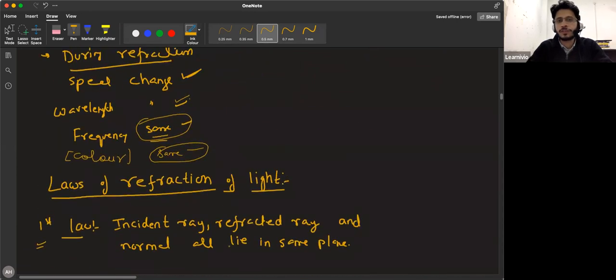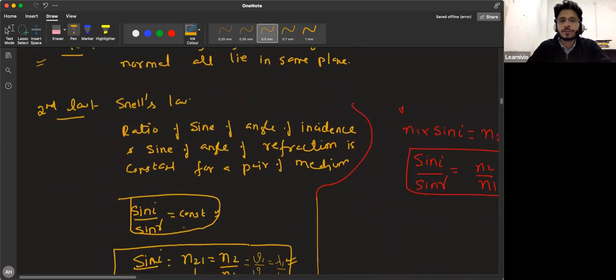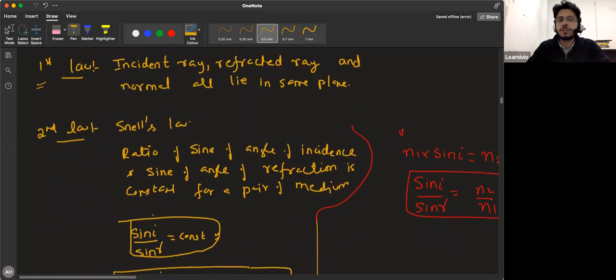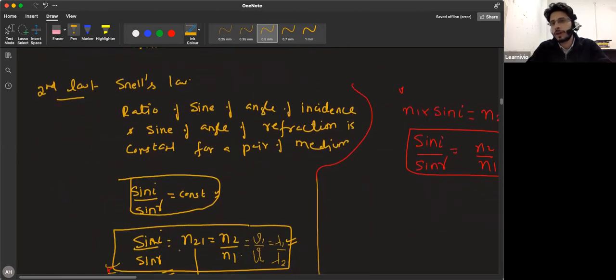So the first law says the incident ray, refracted ray, and normal all lie in the same plane. And the second law says sine I by sine R is equal to a constant. And the value of this constant is equal to the relative refractive index: refractive index of medium 2 divided by refractive index of medium 1. And we know how to relate refractive index with the speed. N2 by N1 is V1 by V2, which is lambda 1 by lambda 2. This is Snell's law, the second law of refraction.